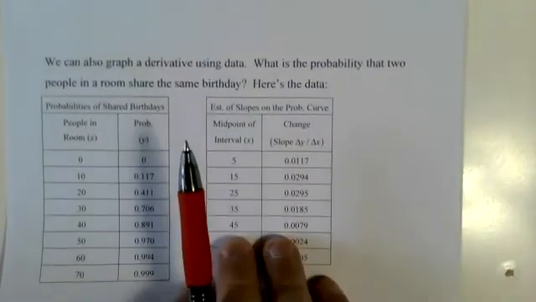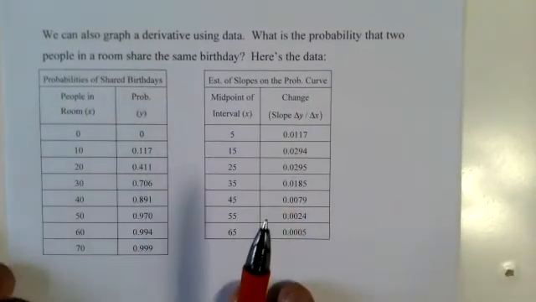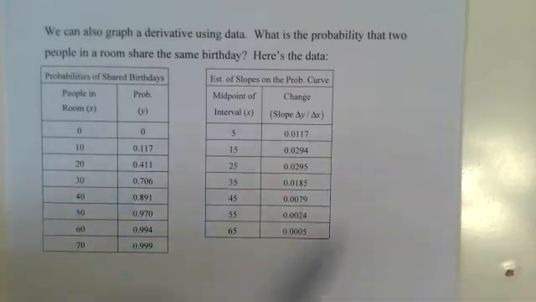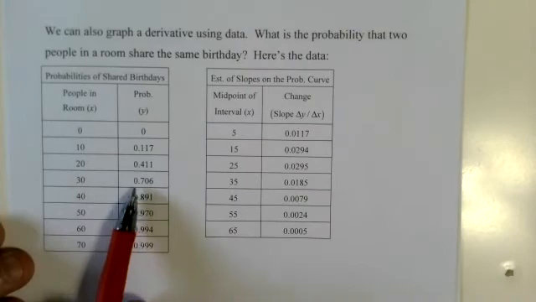Also graph a derivative using data. There's probably that 2 people in a room share the same birthday. Now I wanted to throw this out, but it is so cool. If there's 30 people in a room, there's a 71% chance they share the same birthday, which is like, what? That doesn't make any sense at all.